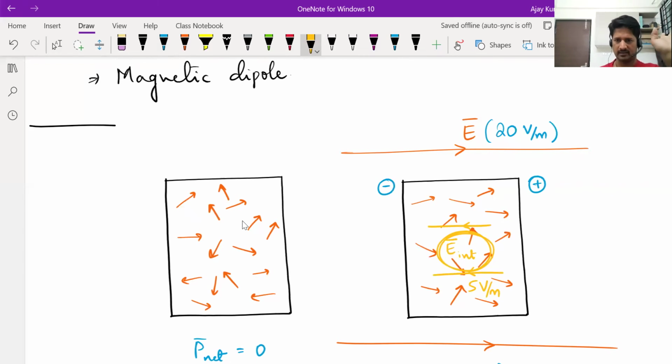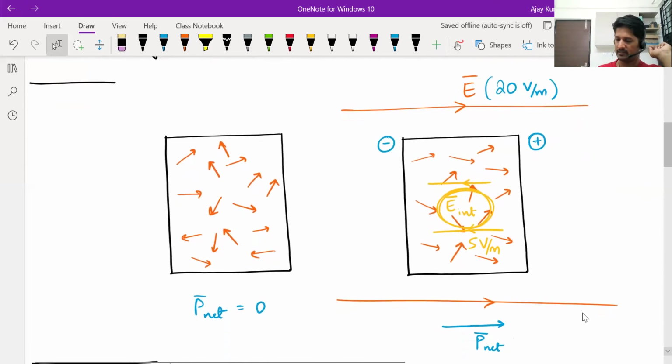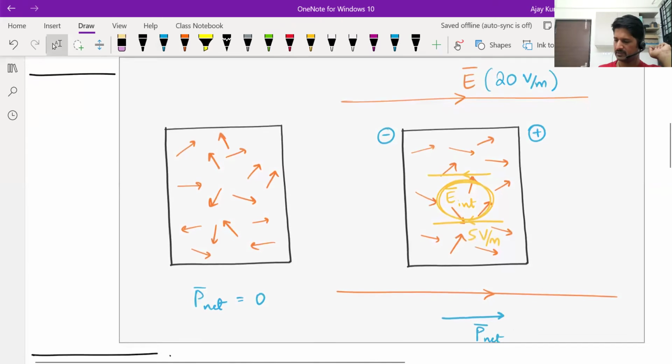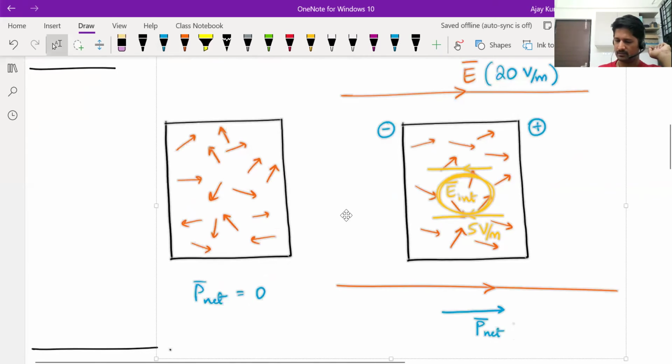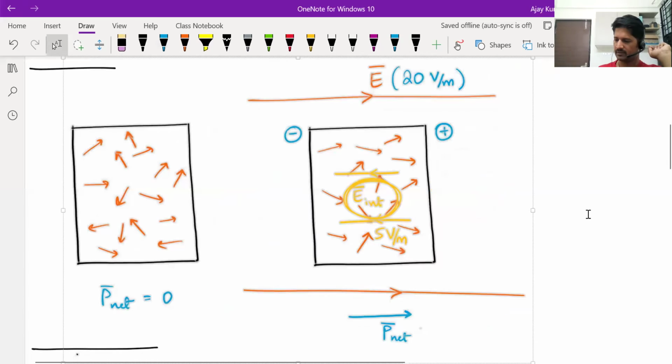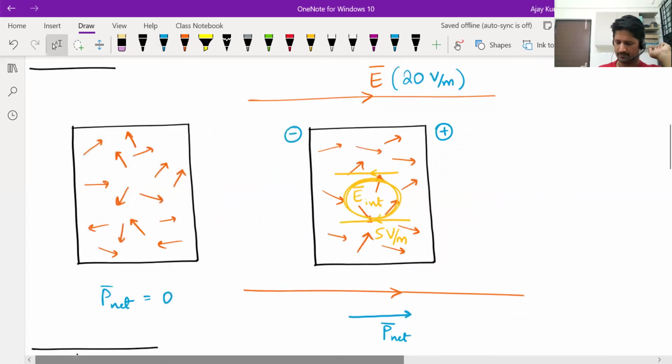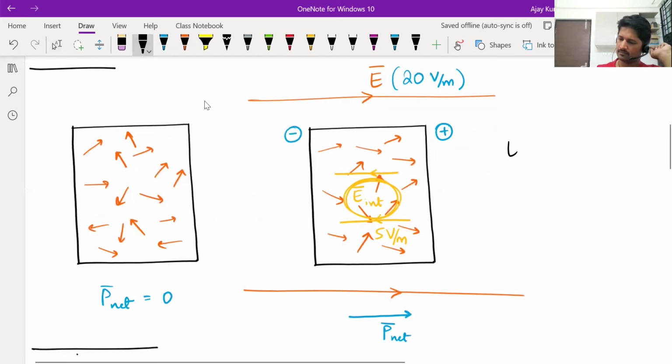Okay, insulators or dielectrics. External field is 20 to the right. Internal field is 5 to the left. What is the net field in the material? Anyone? External field 20 to the right. Internal field 5 to the left. How much is the net field? 15 volts per meter to the right. Net field will be 15 volts per meter, and it's in the same direction as external field.